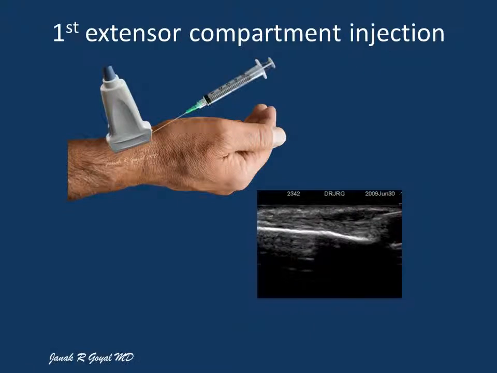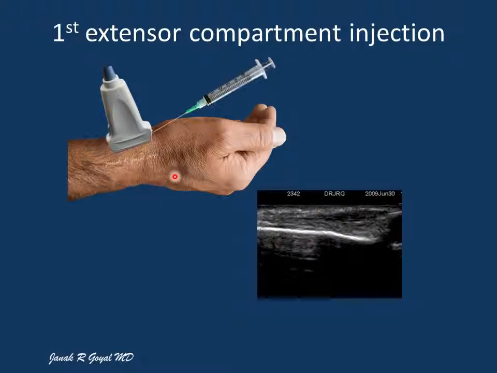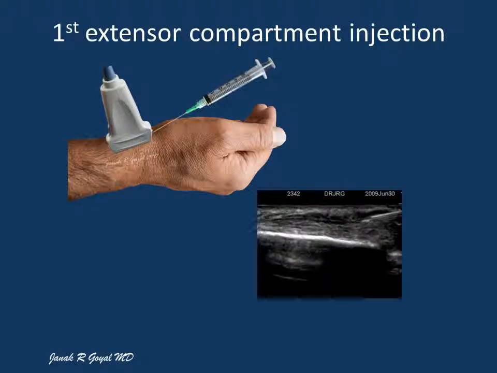For the injection of the first extensor compartment, the patient may be sitting or supine with the wrist placed in an ulnar decubitus position. The needle can be inserted either along the long axis or along the short axis of the tendons. Here I've shown an in-plane needle insertion in the first extensor compartment along the long axis of the tendon from distal to proximal. Here is the thickened extensor retinaculum, and here is the tendon. Here is your needle deep to the thickened extensor retinaculum and into the first extensor compartment.